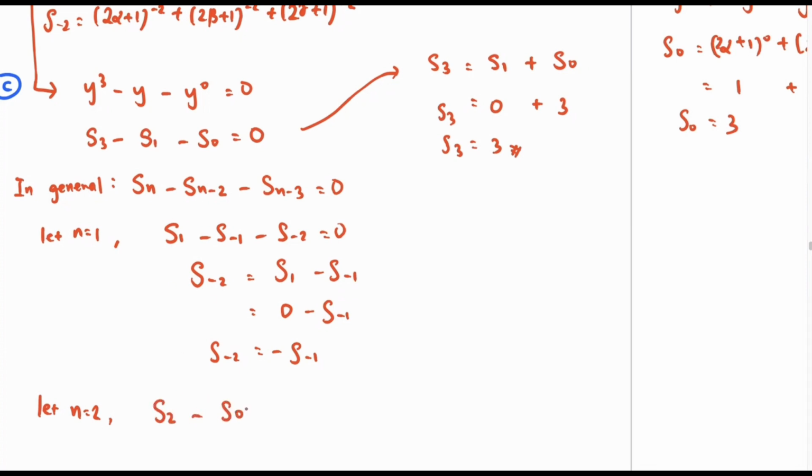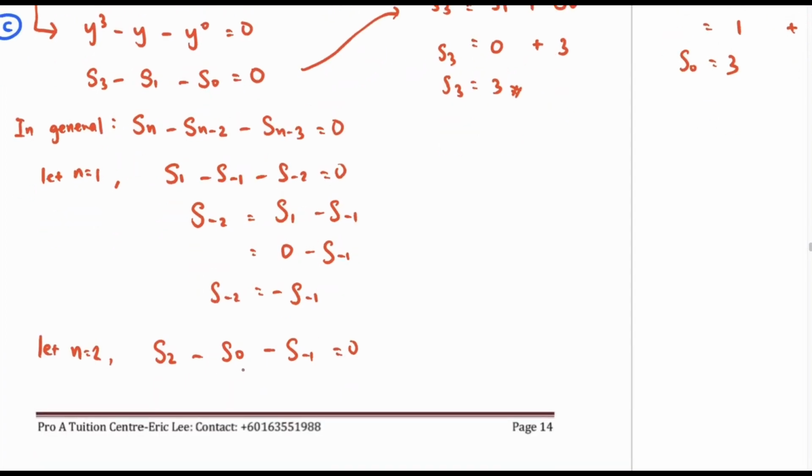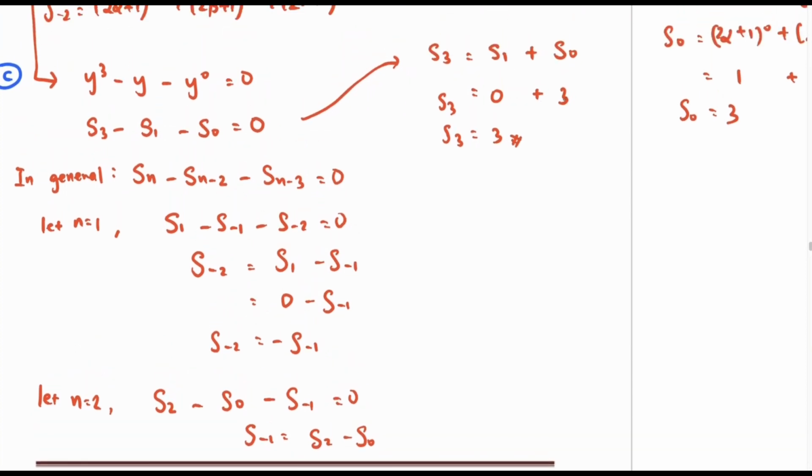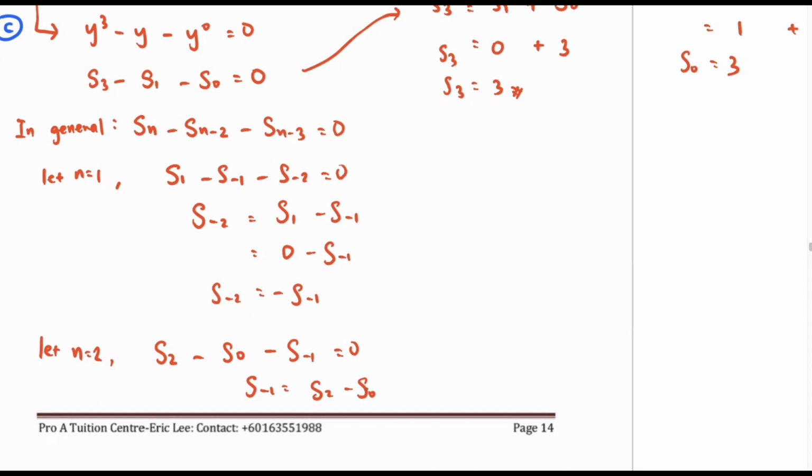S0, I put 2 here, S minus 1. So I have a lot of positive S here, which is easier to handle. So I look for S minus 1. S minus 1 is S2 minus S0. Finding S0 is not a problem. We found this now. S0 is 3. So this is 3.